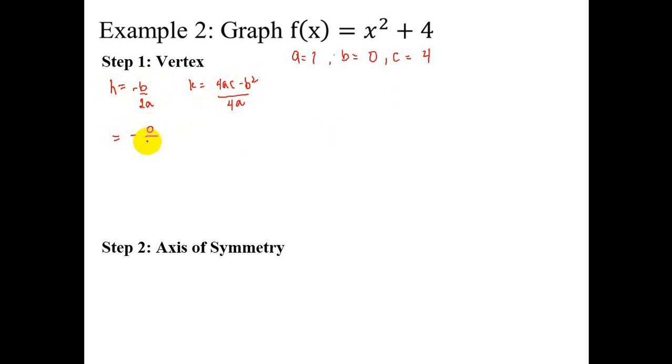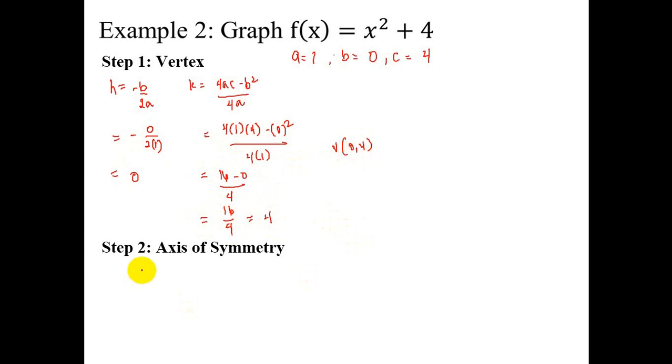So negative b, where b is 0, over 2 times 1. Then for k, it's 4 times 1 times 4 minus 0 squared all over 4 times 1. Since the numerator is already 0, 0 divided by 2 times 1 is 0. Then here, 4 times 1 times 4 is 16, and 0 squared is 0, all over 4 times 1, which is 4. 16 minus 0 is 16, divided by 4 is 4. Therefore, our vertex is 0, 4.